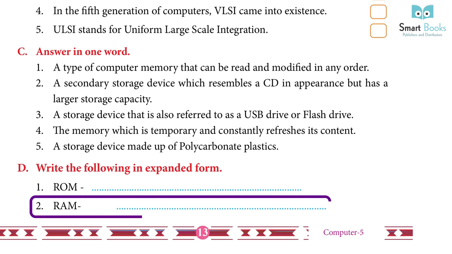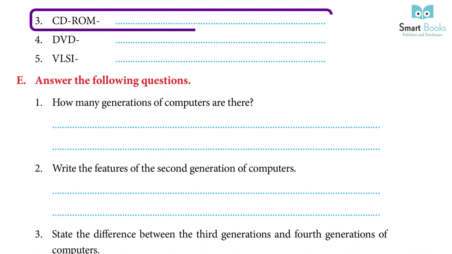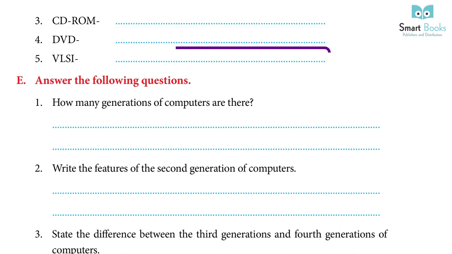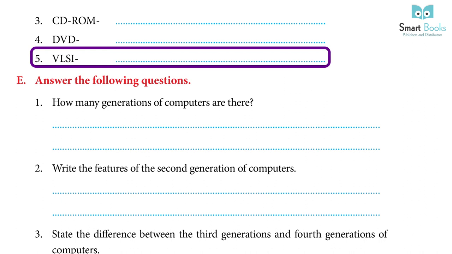2. RAM. Answer: Random Access Memory. 3. CD-ROM. Answer: Compact Disc Read Only Memory. 4. DVD. Answer: Digital Versatile Disc. 5. VLSI. Answer: Very Large Scale Integration.